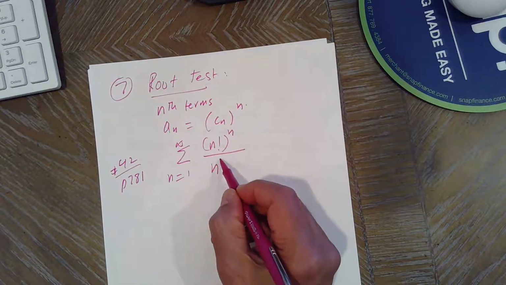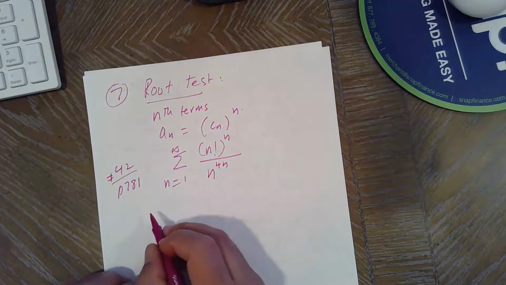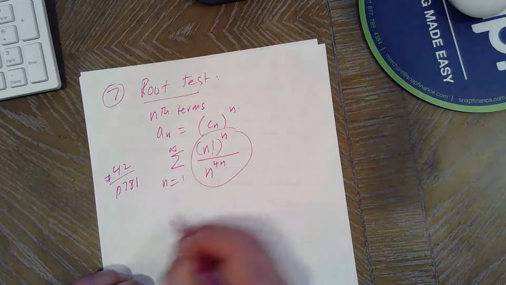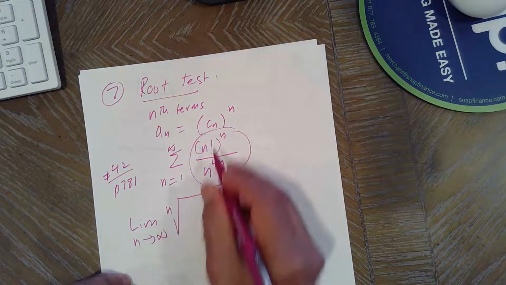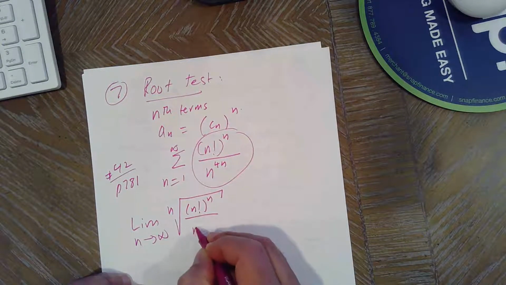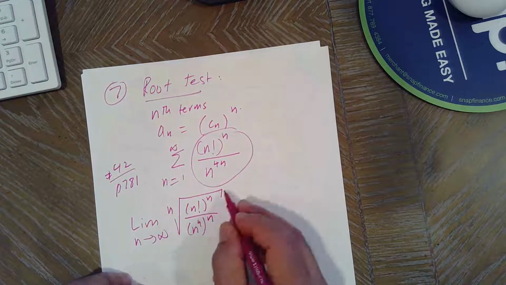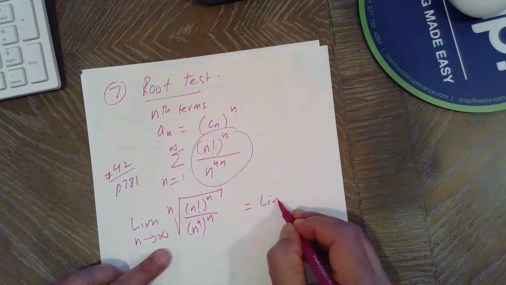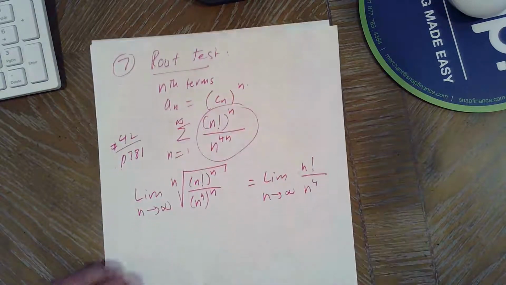You could actually try also the ratio test for this one because it has a factorial. But I'm going to do the root test, which says a_n, this is a_n, so we're going to do the limit as n goes to infinity of the nth root of the absolute value of a_n, which is not needed because everything is positive, to the 4 to the n, which would be, you can cancel out the powers, so it's the limit as n goes to infinity of n factorial over n to the 4th.